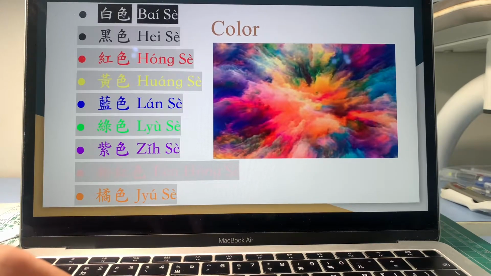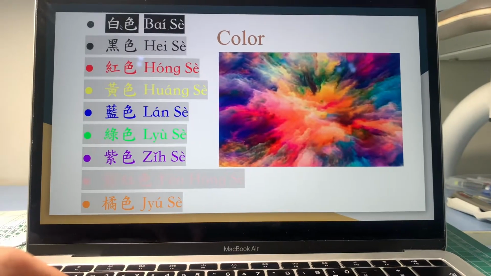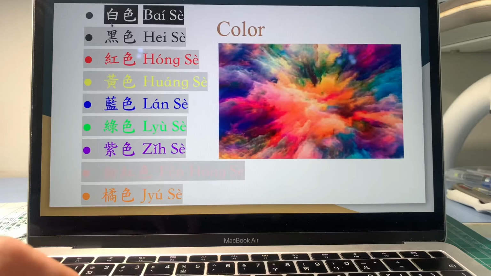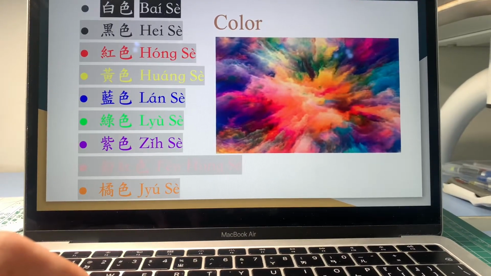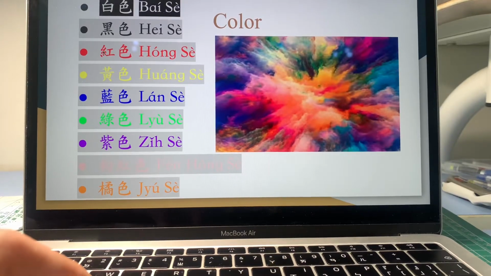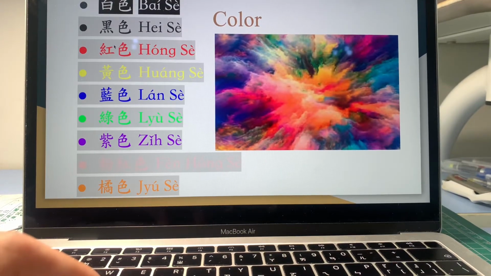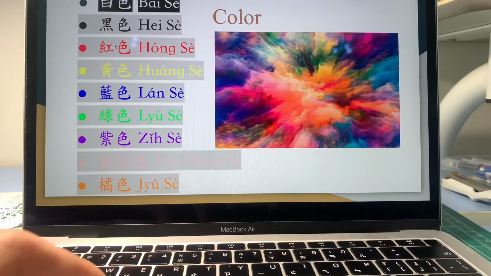The first one is 白色, white. Next one, black, 黑色. Next one is 红色, red.